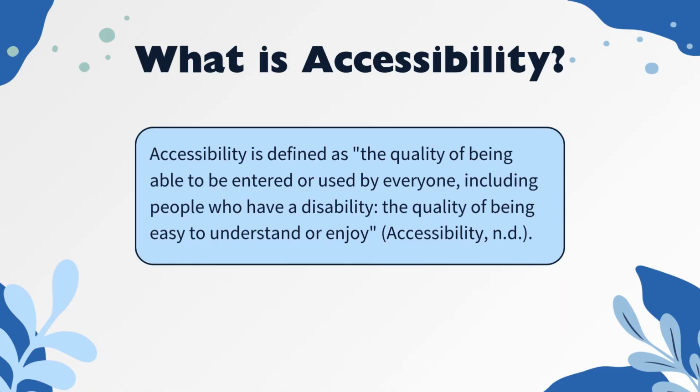Accessibility is defined as the quality of being able to be entered or used by everyone, including people who have a disability. The quality of being easy to understand or enjoy. This means that everyone, no matter their ability, gets to enjoy the use of anything. In this class, accessibility is going to be focused on the ability to enjoy the visualizations you are going to make. They need to be clear and easy to understand.